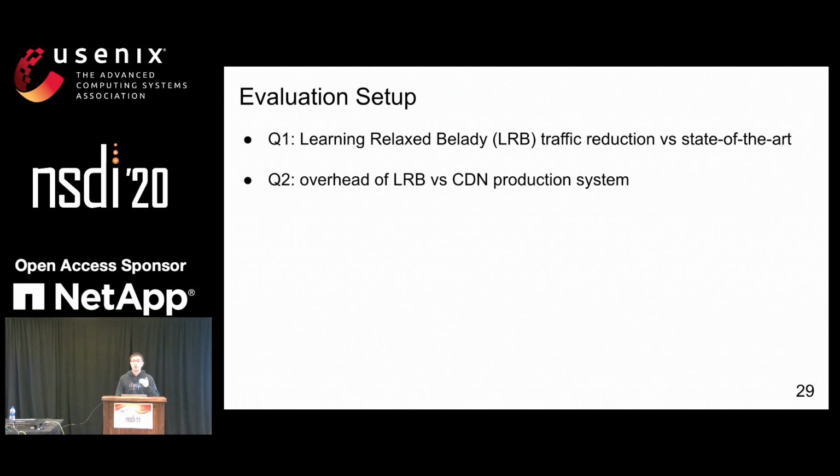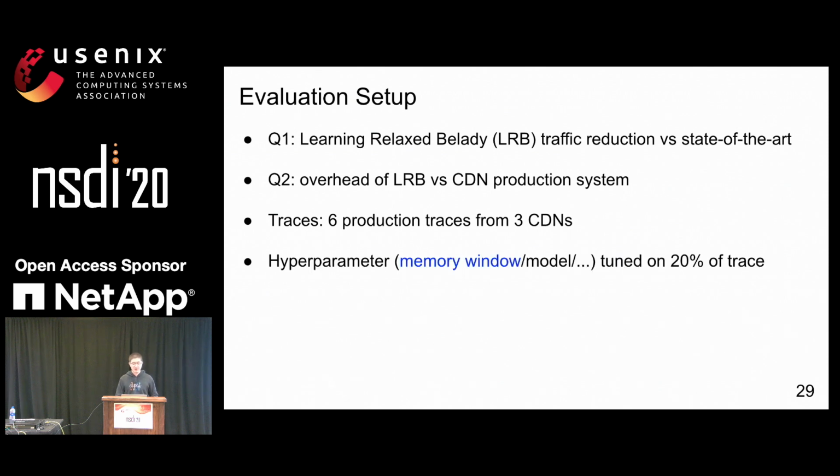To evaluate this, we use 6 production traces from 3 CDNs. And to prevent overfitting, we tune all our hyperparameters on the first 20% of the traces and only evaluate the algorithm on the rest of the traces.